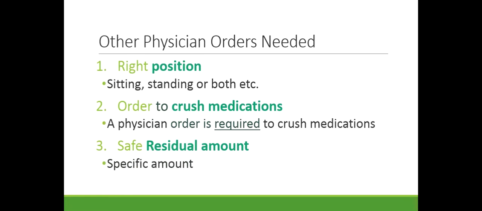Other physician orders needed within services that support individuals with the G-tube would include: 1. An order for right positioning, such as sitting, standing, both, etc., when someone is to receive medications or feedings. You'll also need an order to crush medications. This is required as all medications must be crushed in order to be administered via a G-tube. You'll also need an order for a safe residual amount. Please remember that this needs to be specific: 150 milliliters, 100 milliliters, etc.